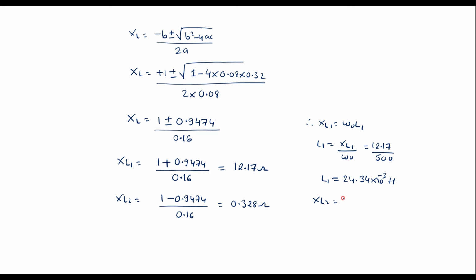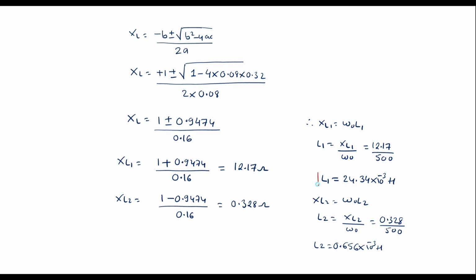Similarly, XL2 is equal to omega naught L2. Therefore, L2 is equal to XL2 divided by omega naught, which is equal to 0.328 divided by 500. L2 is equal to 0.656 into 10 raised to minus 3 Henry.